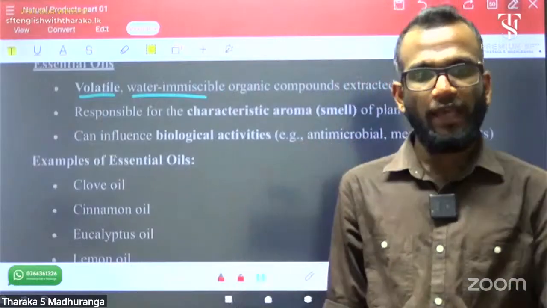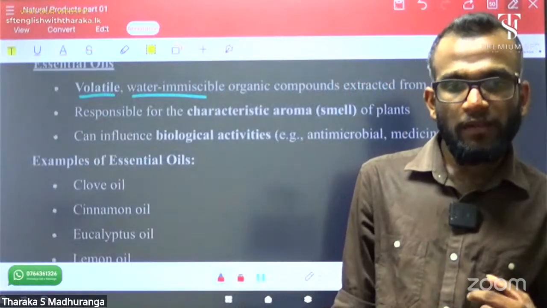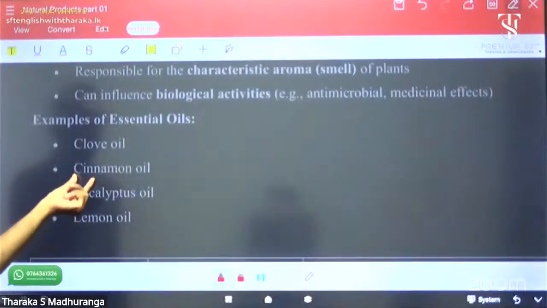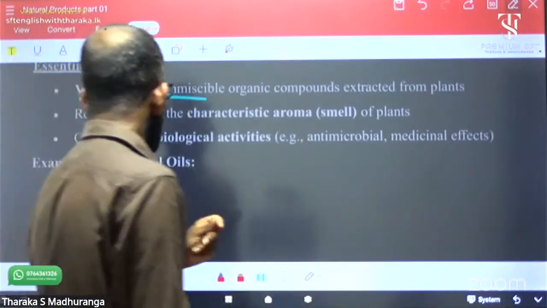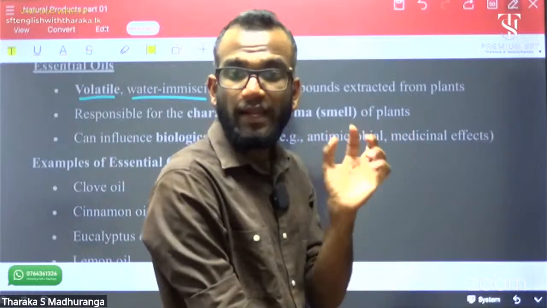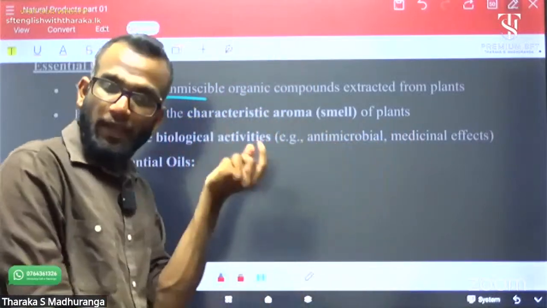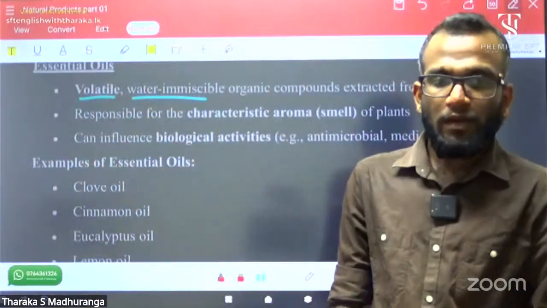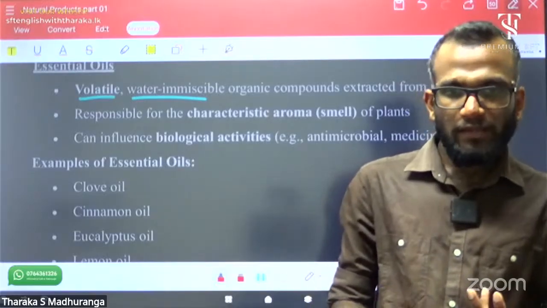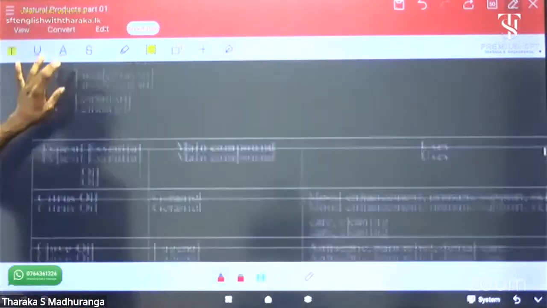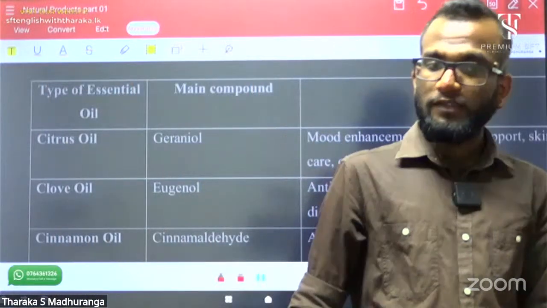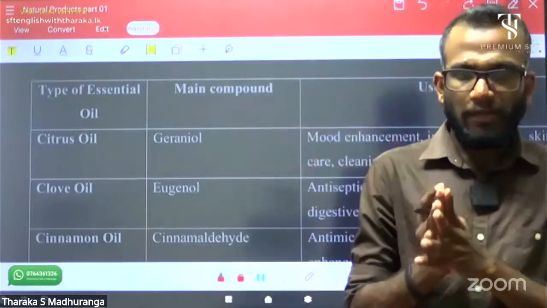The smell is specific, for example cinnamon oil, clove oil, eucalyptus oil, lemon oil. They can influence biological activities like antimicrobial and some medicinal characteristics. As an example, cinnamaldehyde is a medicine, and clove oil is also a medicine, right? Clove oil is used in toothpaste. I have given many essential oil types in this group.